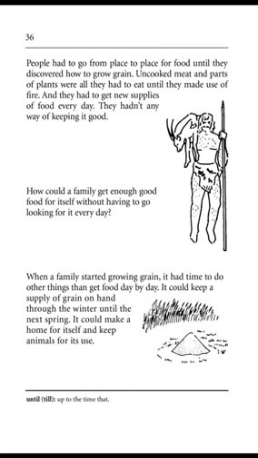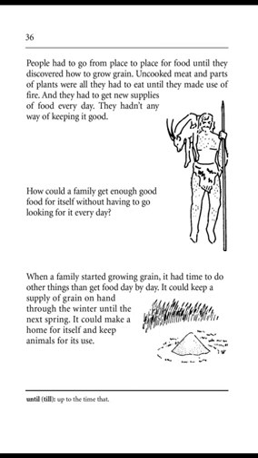Page 36. People had to go from place to place for food until they discovered how to grow grain. Uncooked meat and parts of plants were all they had to eat until they made use of fire. And they had to get new supplies of food every day. They hadn't any way of keeping it good.